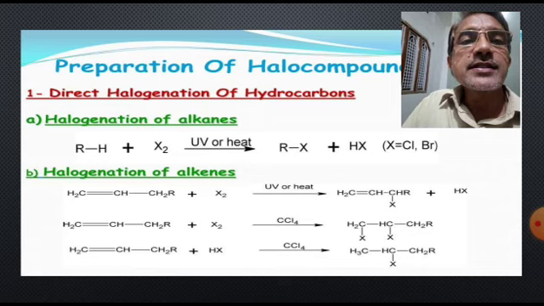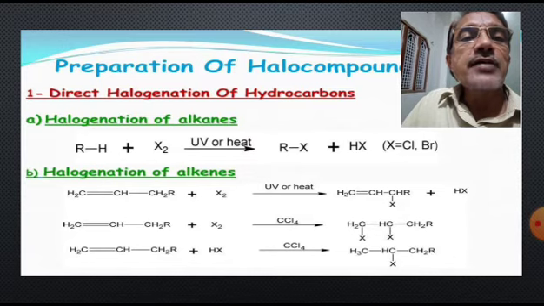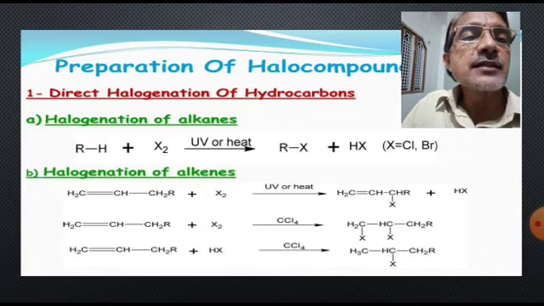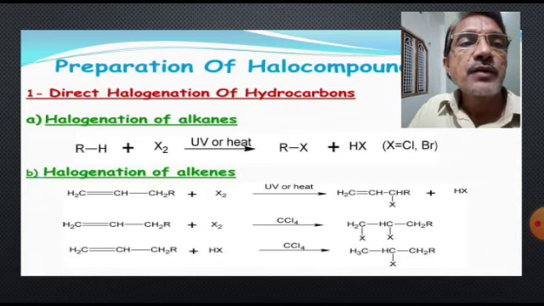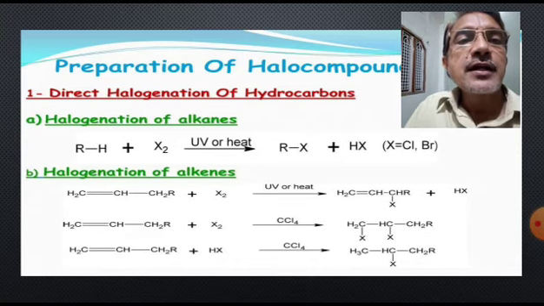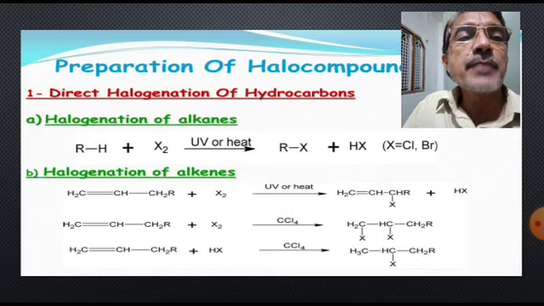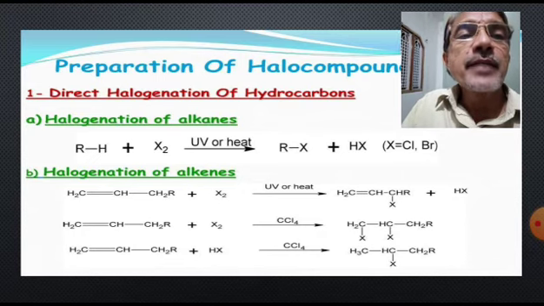Halogenation of alkanes. R-H is an alkane. When an alkane reacts with a halogen in the presence of UV light or heat, it gives an alkyl halide and also HX. It is a substitution reaction. In this reaction, HX is obtained as a byproduct. Here X may be Cl2 or Br2. By this method, we can prepare chlorides and bromides.